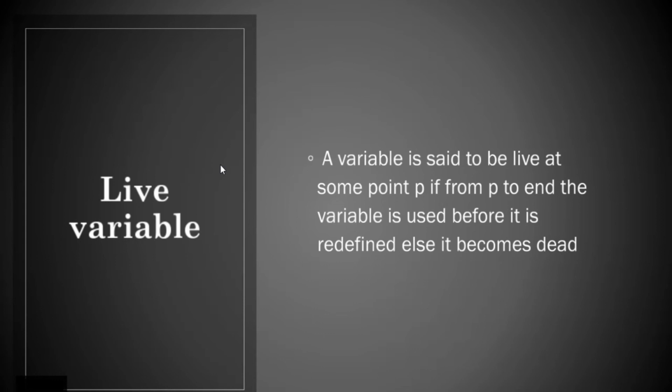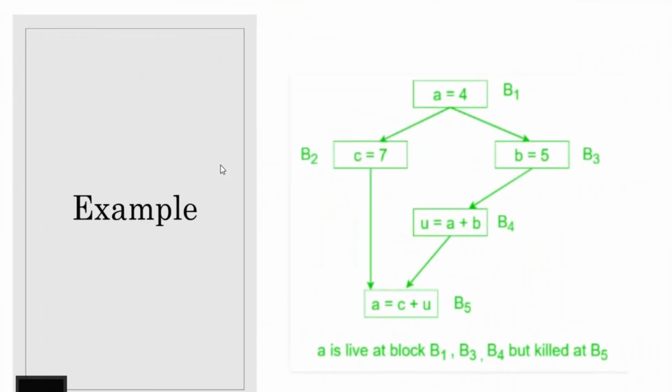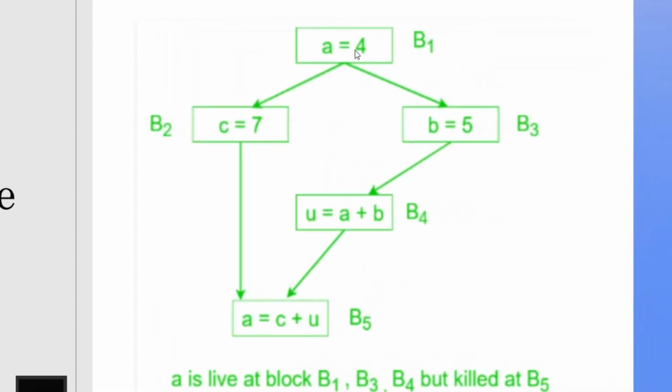Next, live variable. A variable is said to be live at some point P if, from P to the end, the variable is used before it is redefined. Else it becomes dead. For example, here, a equal to 4 is in block B1, c equal to 7 in block B2, b equal to 5 in block B3. Then in block B4, we are evaluating an expression u equal to a plus b. So the a of block B1 is used here and the b of block B3 is used here.